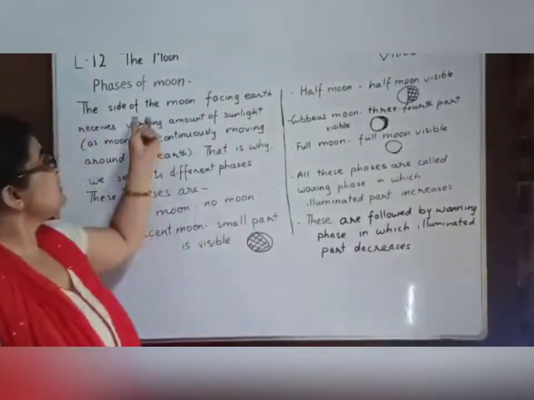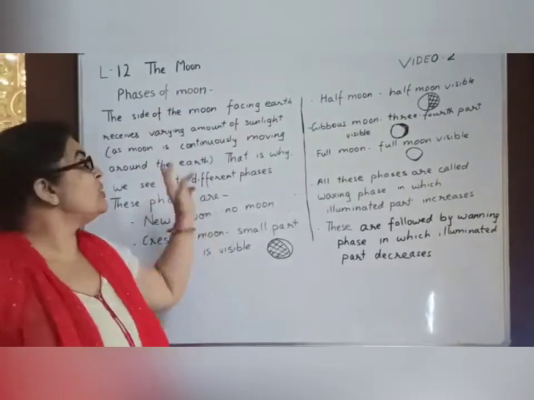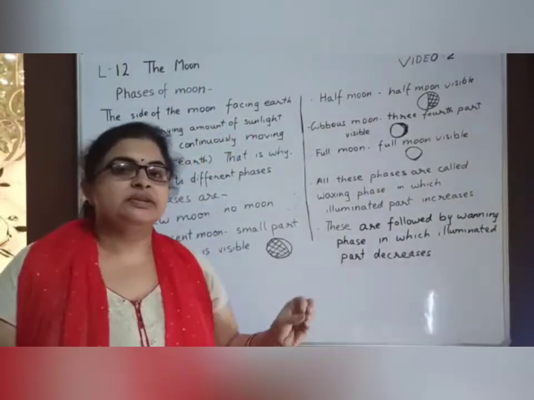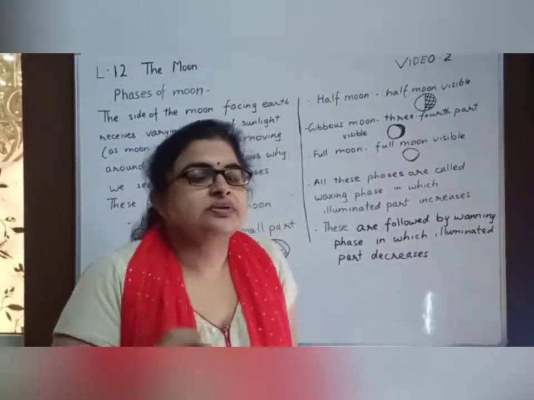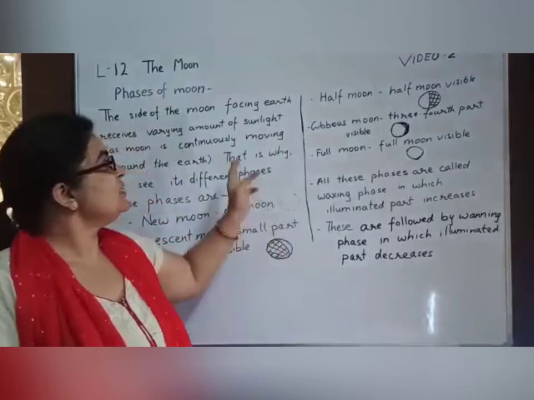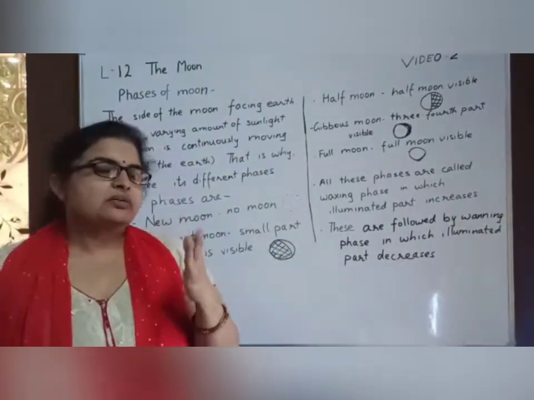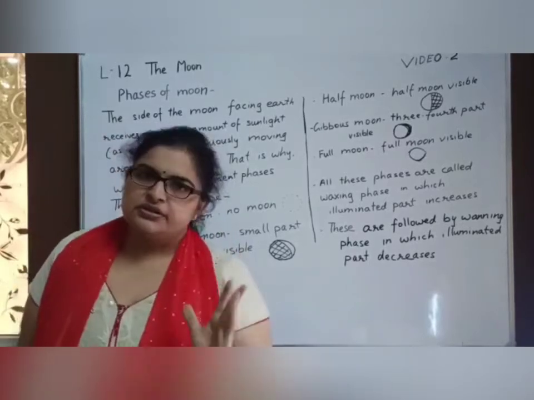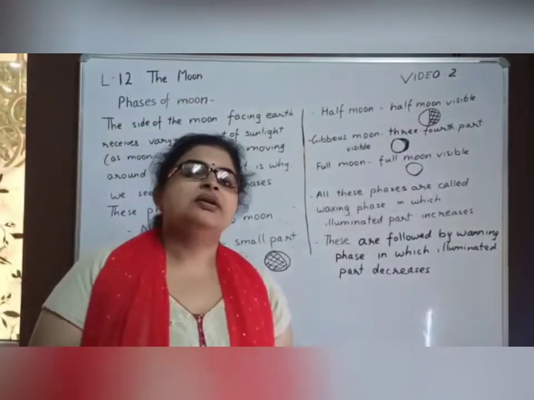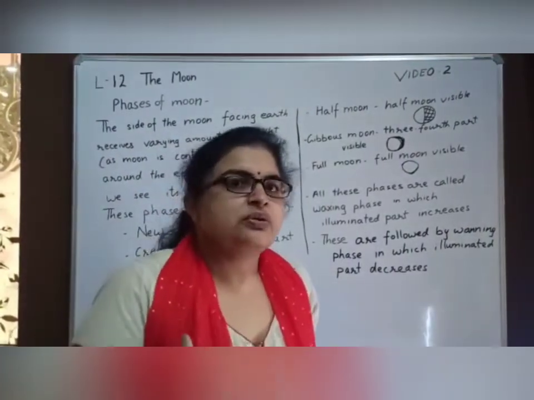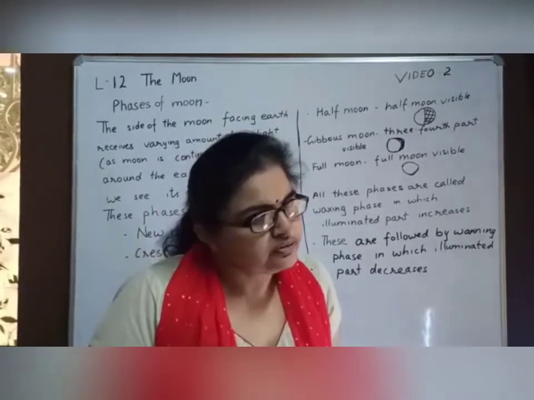Why? Because the one side of the moon facing the earth receives a varying amount of sunlight. Varying means different. That is, it is not receiving the same amount of sunlight all the time. That is why we see a particular part of the moon and we call them the phases of the moon. So in this video we will be telling why the moon shows only some part at some point of time.